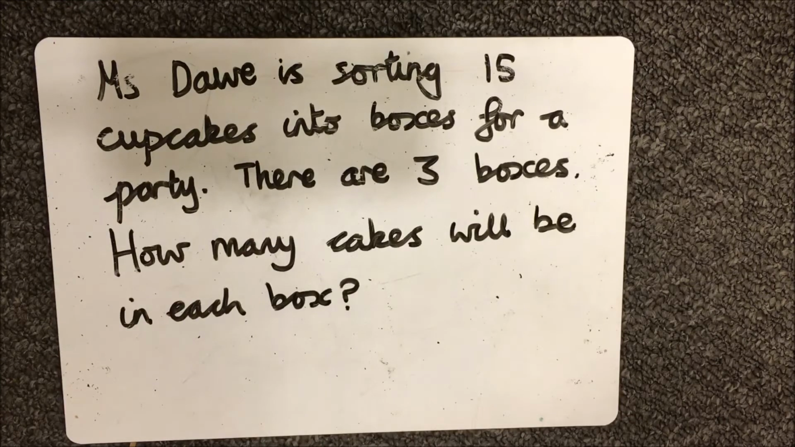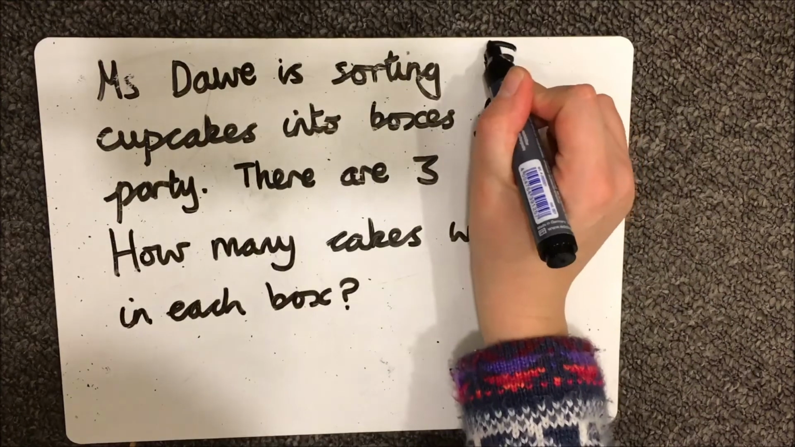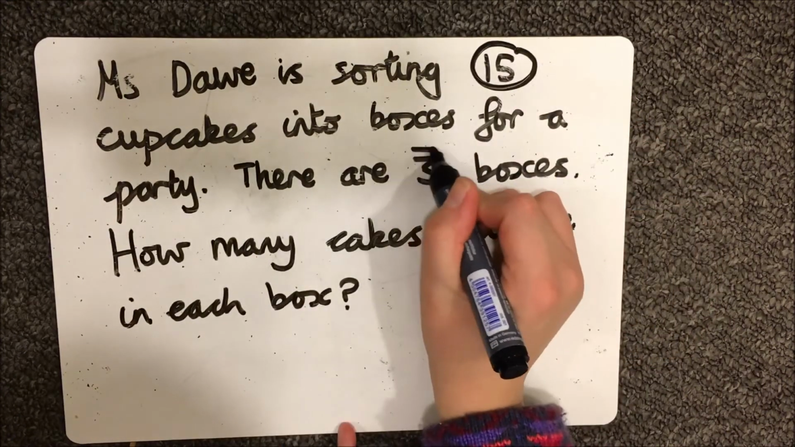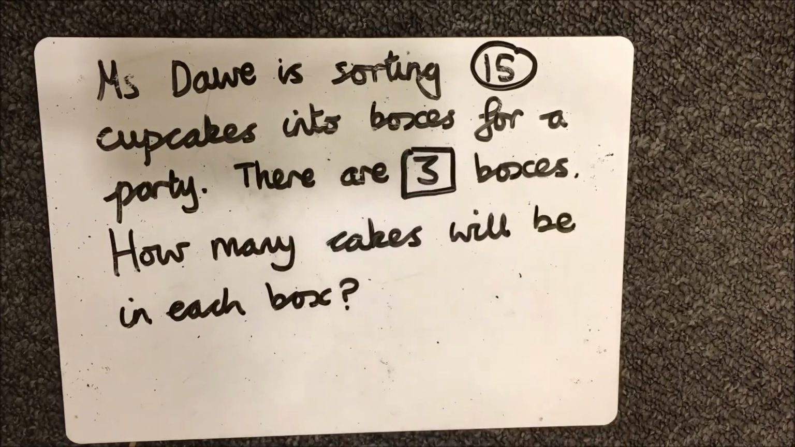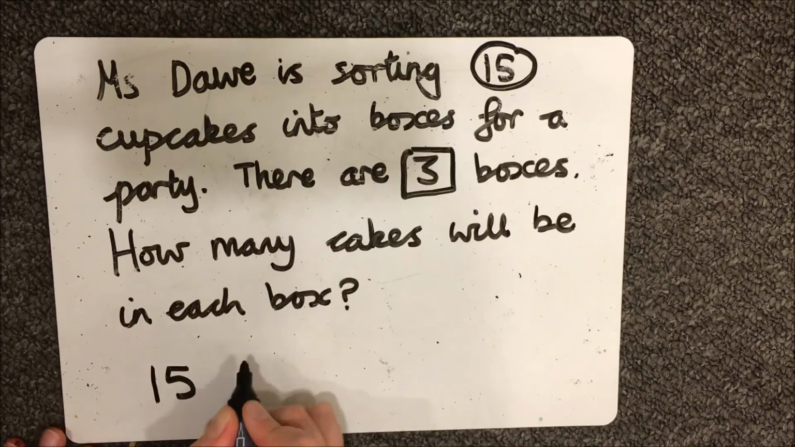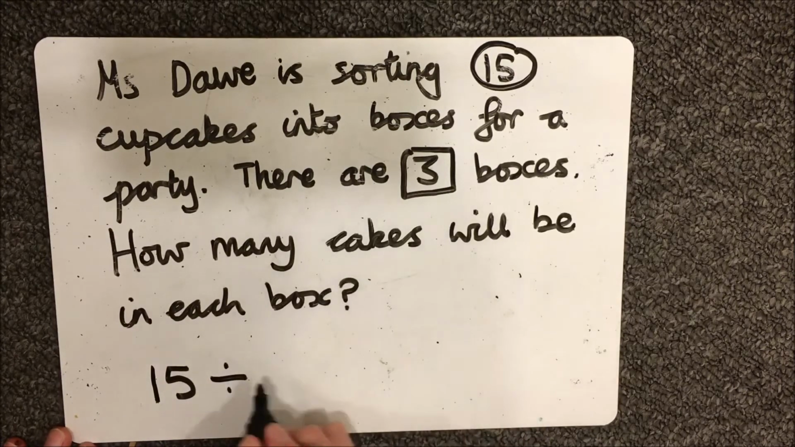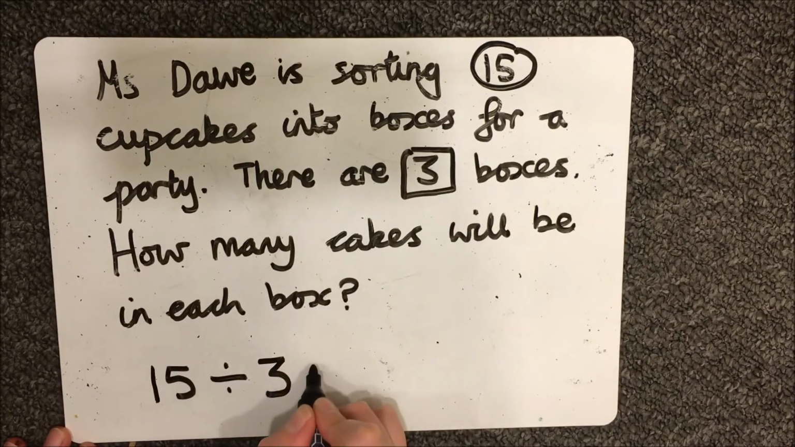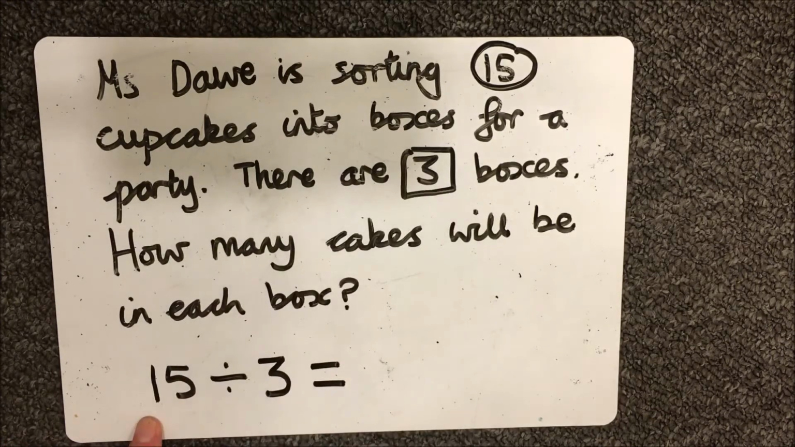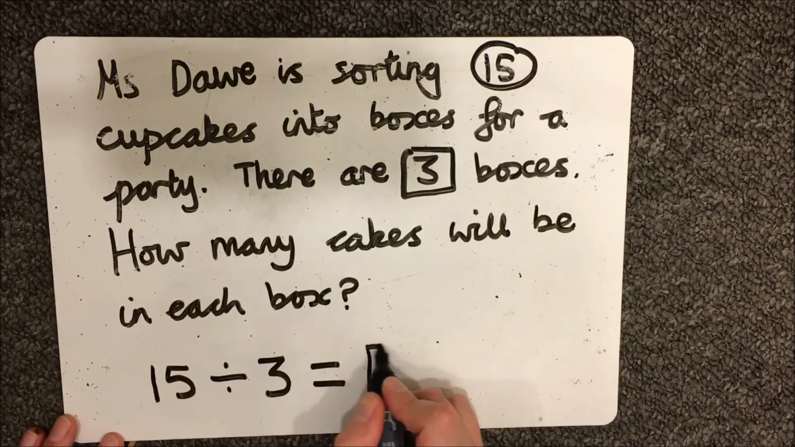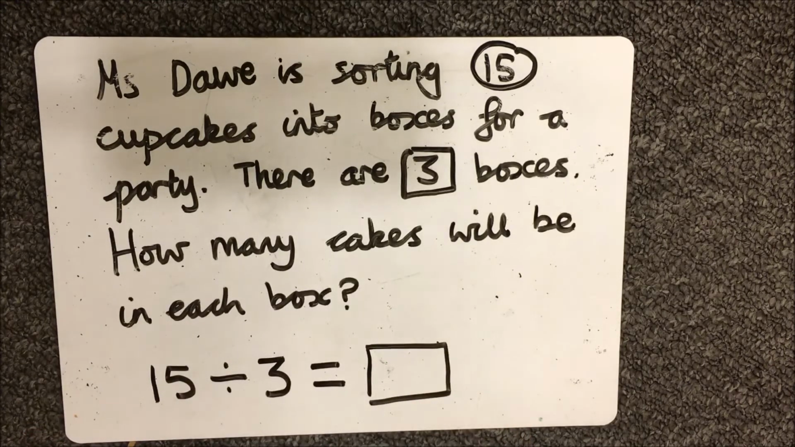Pause the video and think about, first of all, what pieces of information in there are important and what is our number sentence going to be. That's right, 15 is important and the 3 is important. What's our number sentence? So we've got 15 cupcakes shared or put into 3 boxes, and the same number needs to be in each box. So 15 shared by 3 or 15 divided by 3 is the same as how many is going to be in one of those boxes.